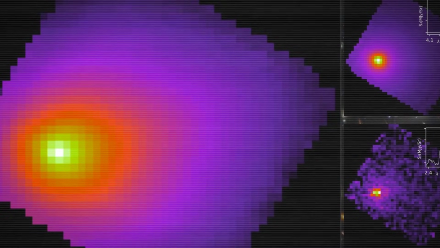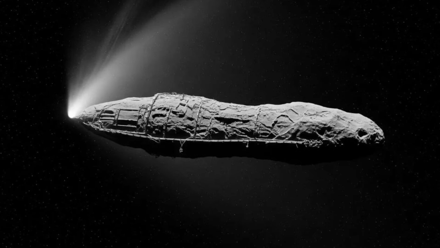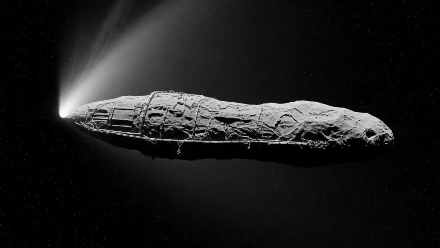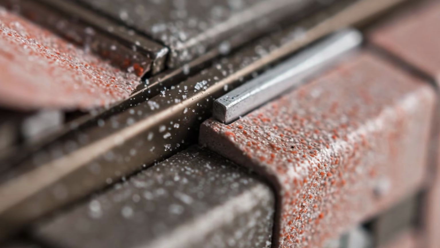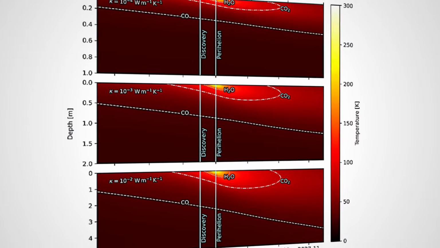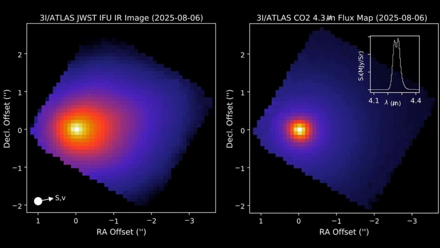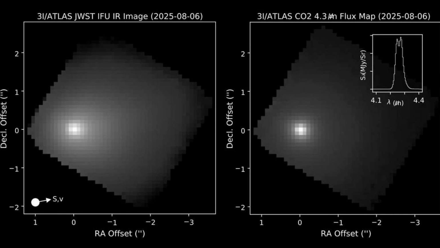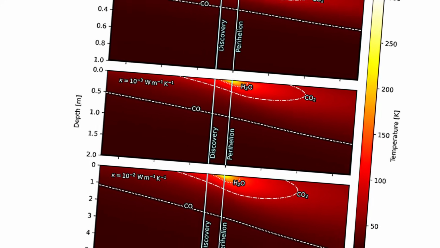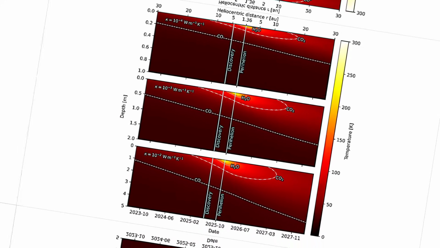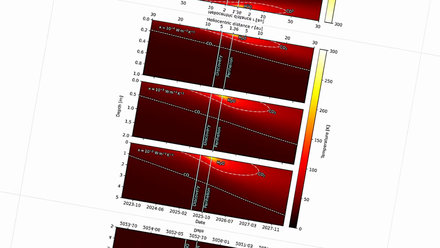This behavior contrasts with what might be expected from a volatile-rich object exposed to intense sunlight. The heat simply cannot penetrate far enough, even when the surface is at its warmest. This shallow water ice activation is a clear marker on the heat map, and it prepares us for a deeper look at how other volatiles behave within 3I Atlas.